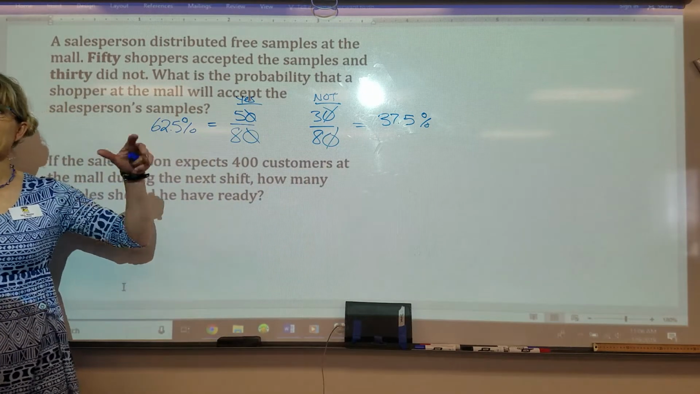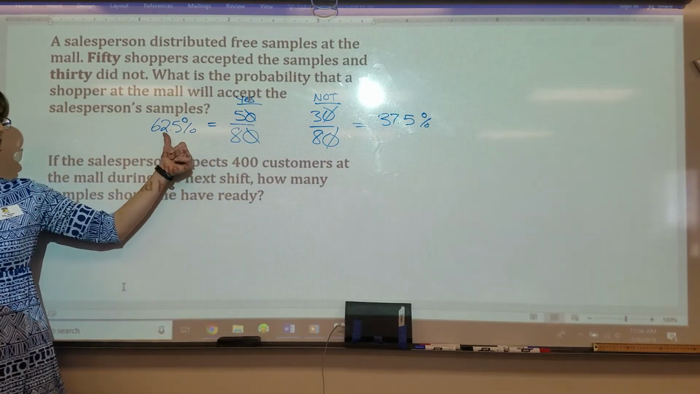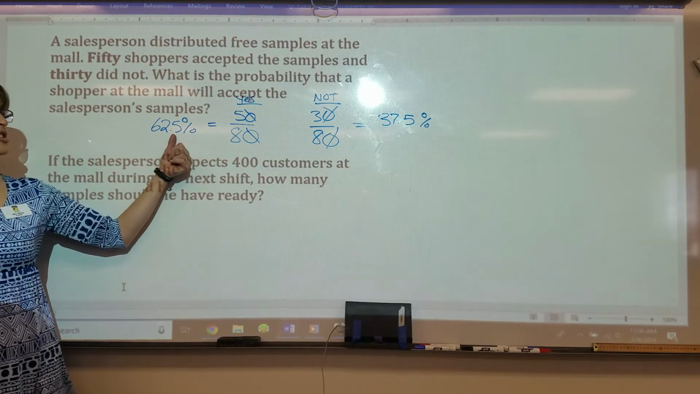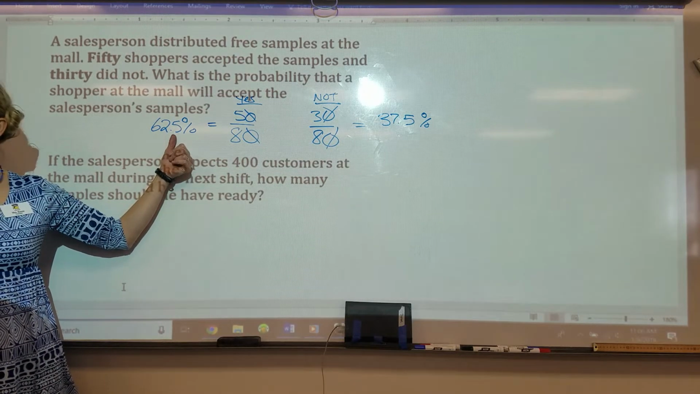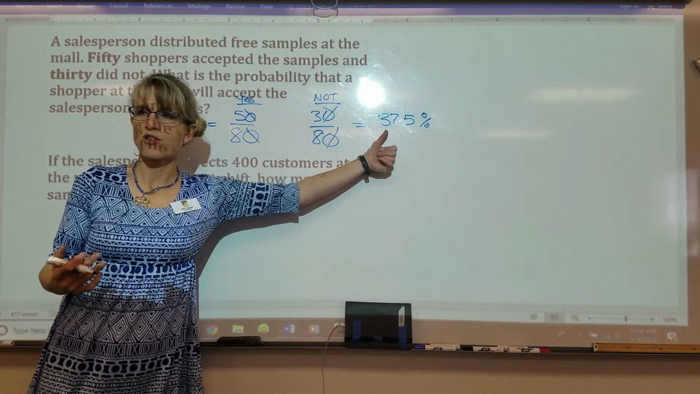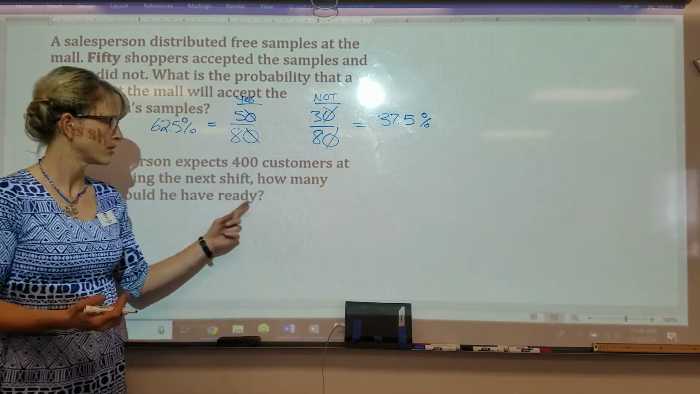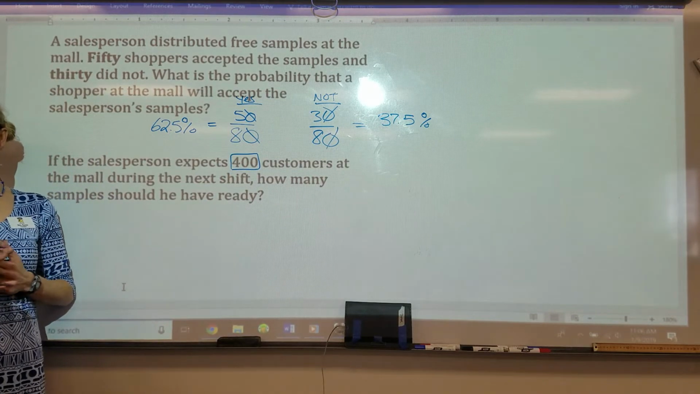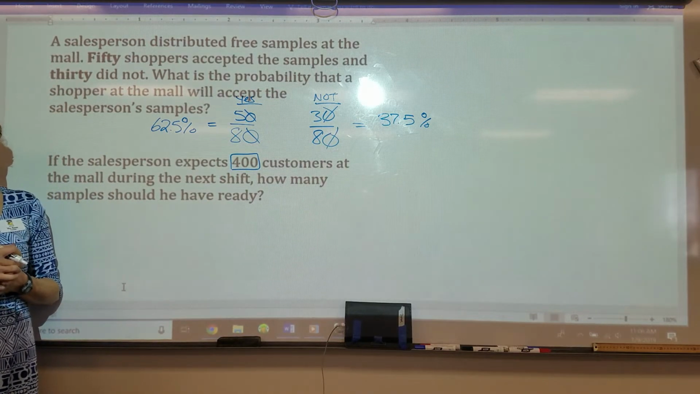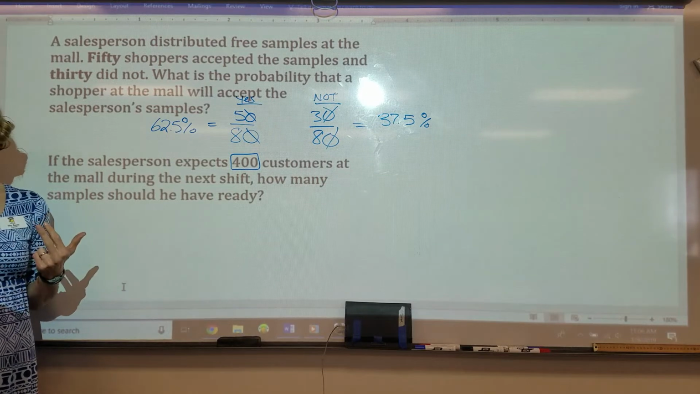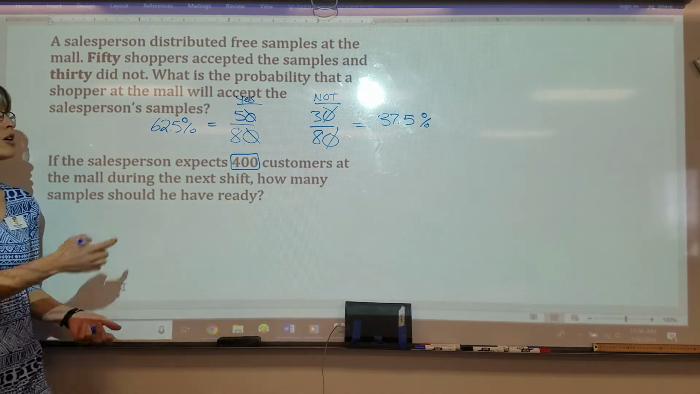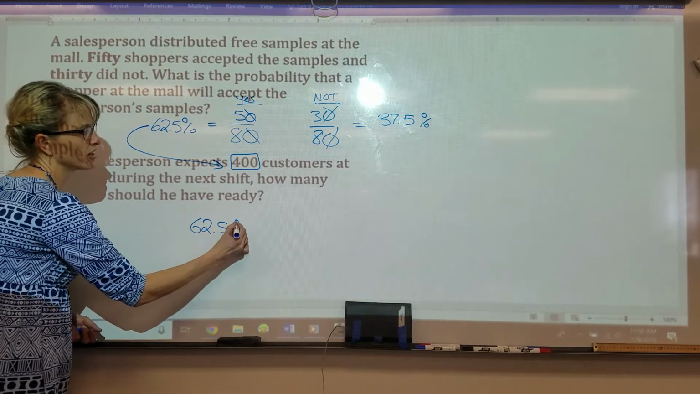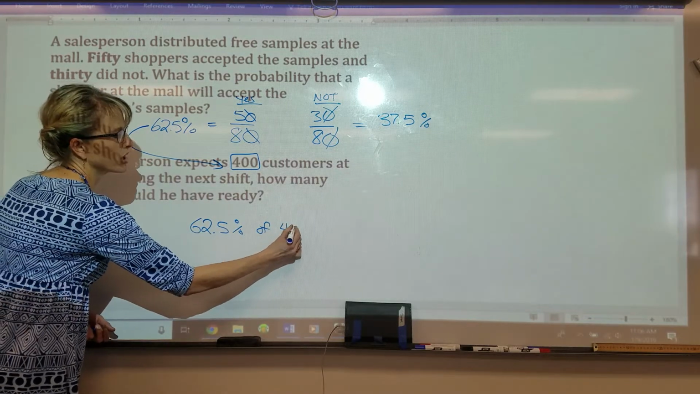So let's apply that. This is my experimental probability. I would assume if I had 1,000 customers, 62.5% of them would take the flyer. 37.5% would not take the flyer. So let's look at this case. They want to know exactly how many flyers I would need if 400 customers were at the store. If 400 customers came up to me, how many would take the flyer? Well, let's figure out 62.5% of 400.